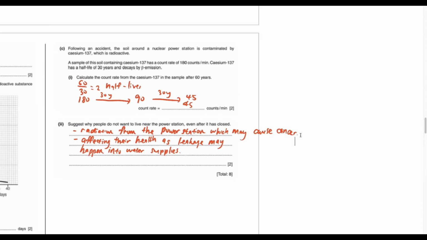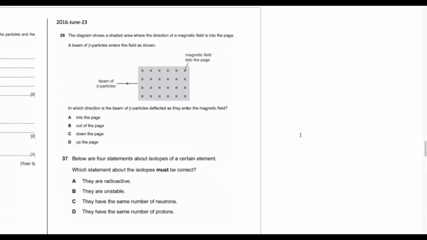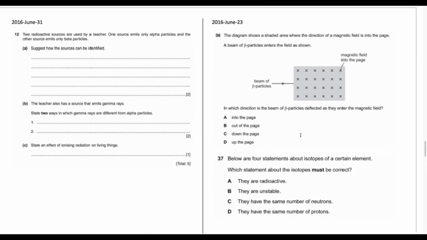Okay, now let's see some multiple choice questions. Even this one is good to do also. You see, writing one. Okay, let's see how to handle that. Two radioactive sources are used by a teacher. One source emits only alpha particles and the other source emits only beta particles. Suggest how the sources can be identified.